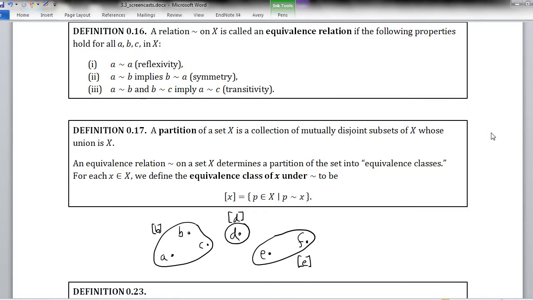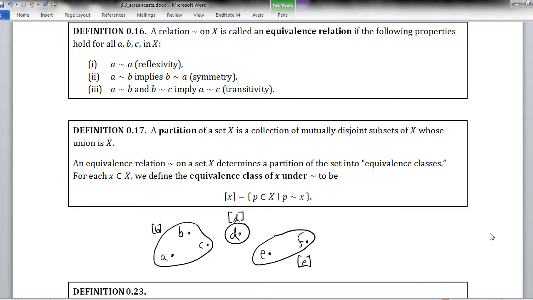Okay. So for example, if you look at this picture down here, I have a set X consisting of the 6 elements a, b, c, d, e, f. And my partition is breaking that set into 3 pieces. One piece consisting of a, b, c, one piece of d, and one piece of e and f.